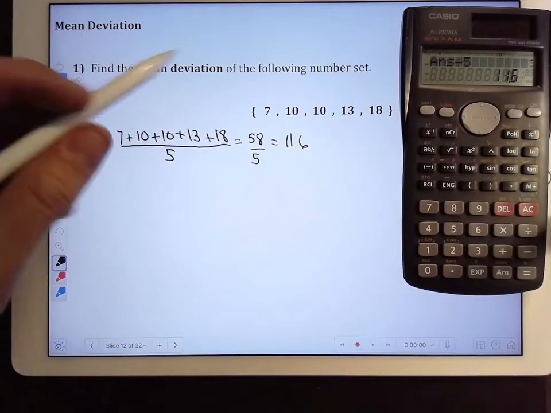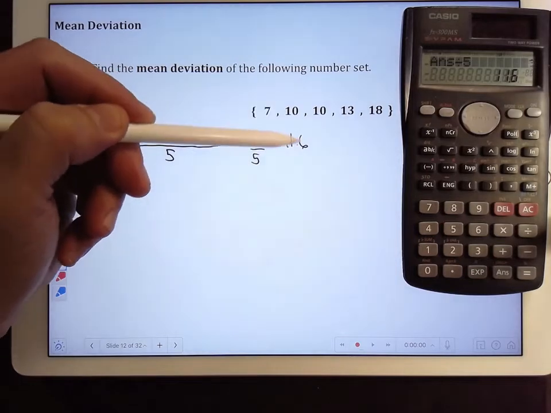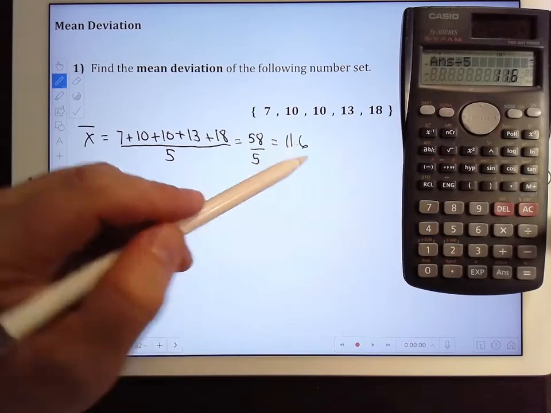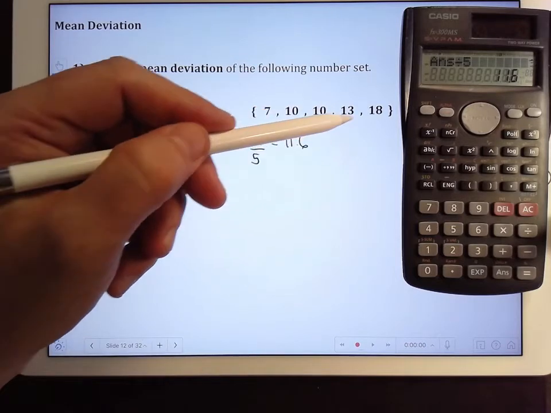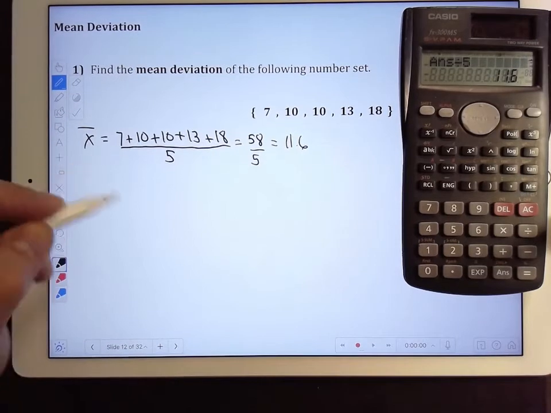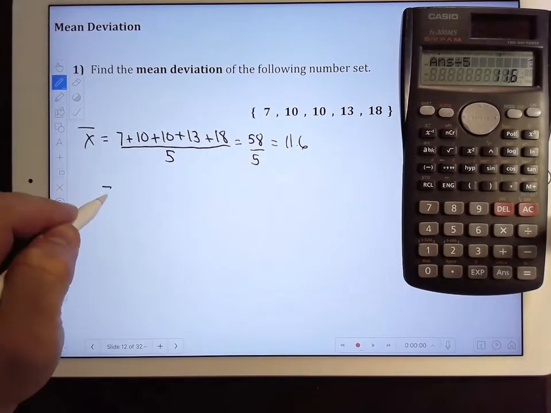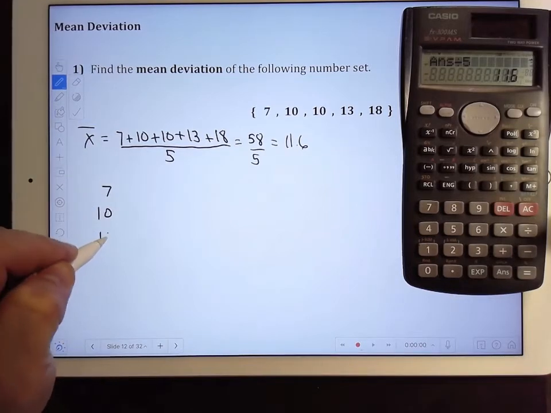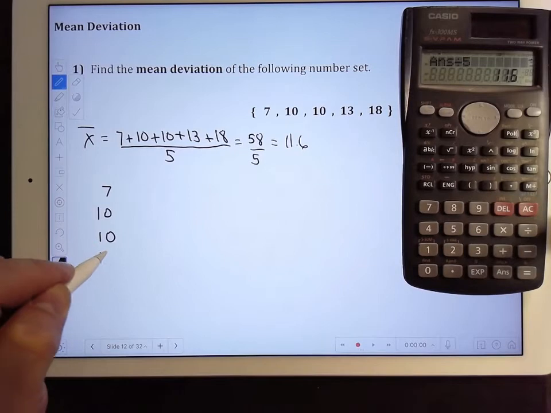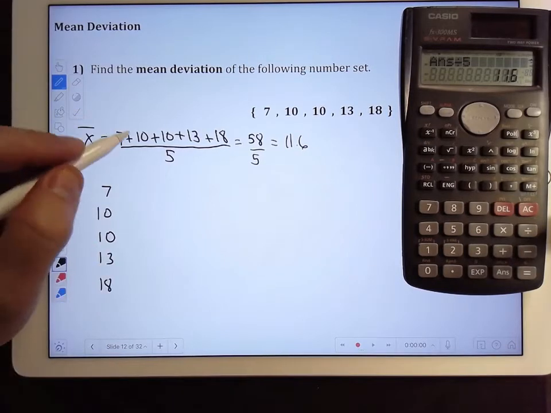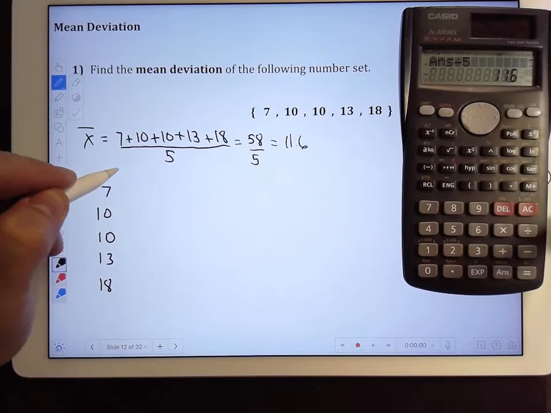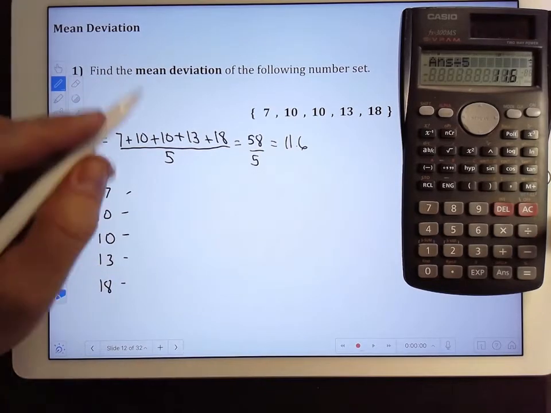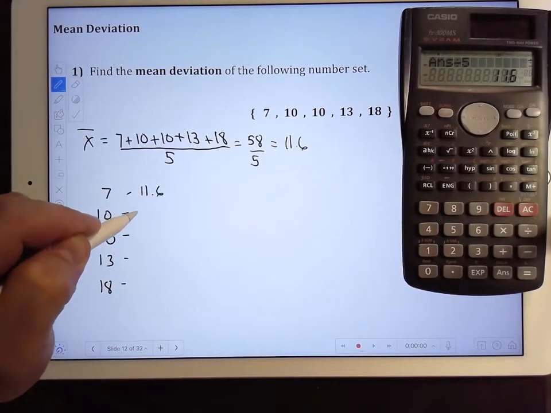And now what I have to do is calculate the difference of each of those points from that average. So in other words, how far away is 7 from 11.6? How far away is 10 from 11.6? The 13, etc., etc. So kind of an easy way of organizing that is to take a second and write out those data points in a nice column. So 7, 10, 10, 13, and 18. And to get the difference, of course, we're going to have to subtract the average from each one of those, which is 11.6.